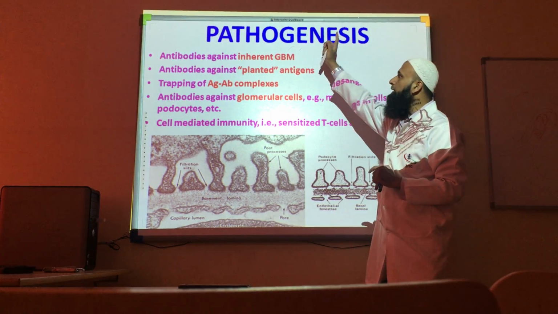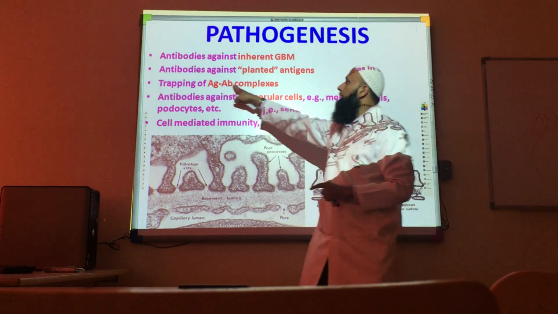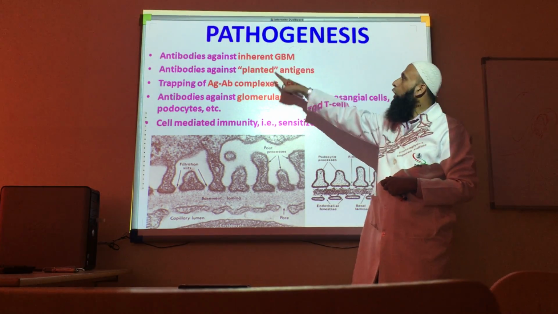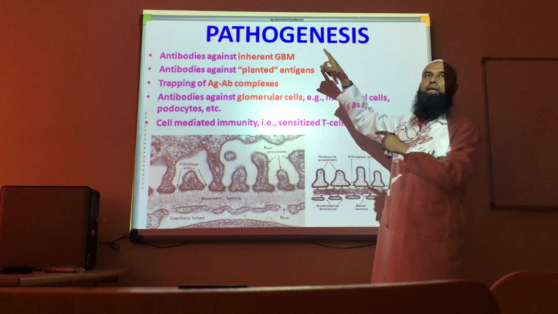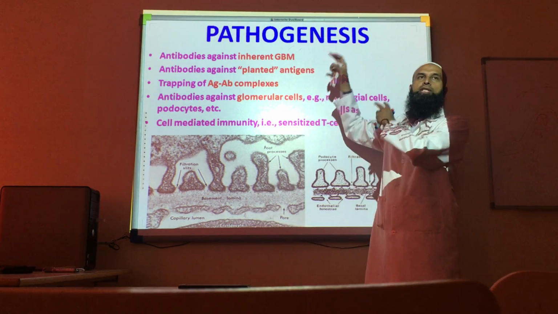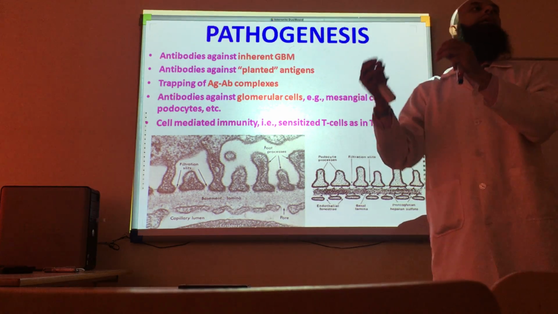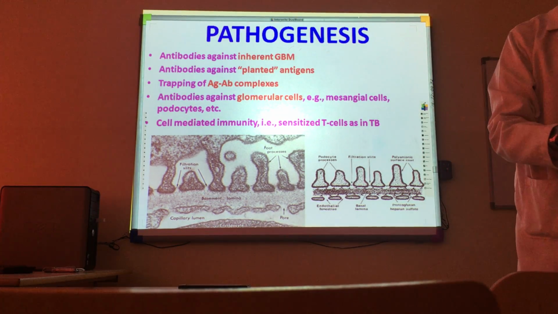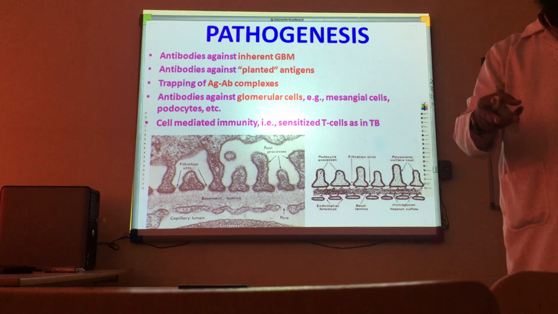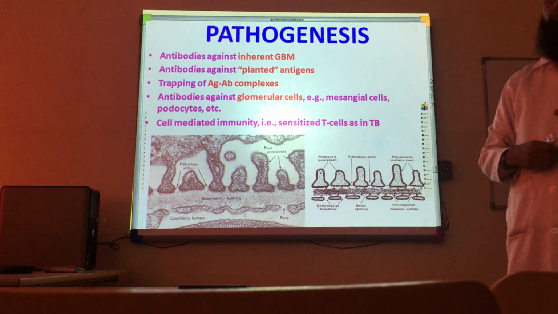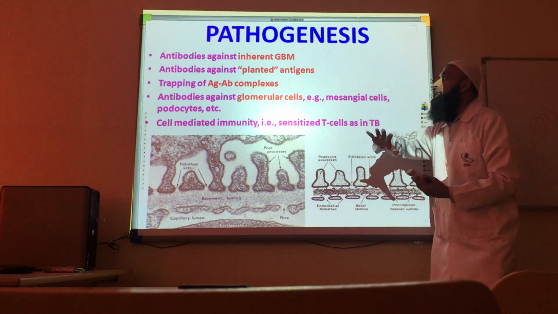Either that is damaging the glomerular basement membrane, or there are some complexes or some antibodies against the podocytes, or against the glomerular basement membrane, or even against the capillary endothelium. If there is so much inflammation, then it can damage the capillary itself. Okay, so what can these things be?